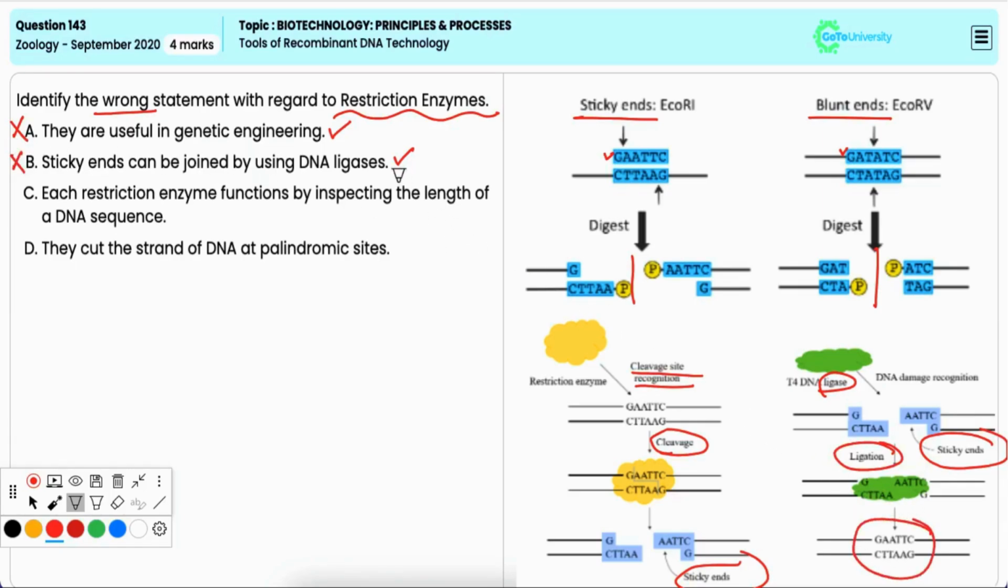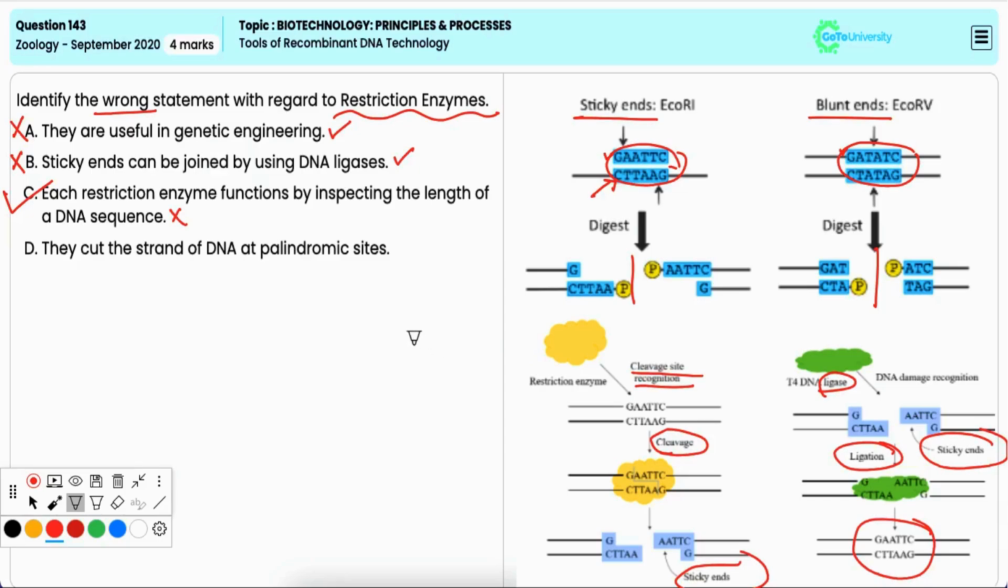Option C, each restriction enzyme functions by inspecting the length of a DNA sequence. Now, this is wrong. Restriction enzymes do not inspect the length of a DNA sequence. Instead, they recognize short sequences of nucleotides, usually 4 to 8 base pairs long, known as recognition sites, which are often palindromic, and they cut the DNA at these sites. Hence, this is the correct option.